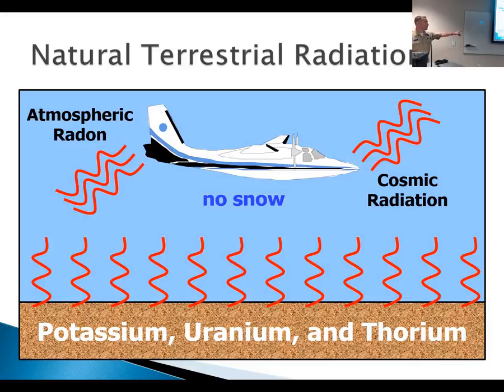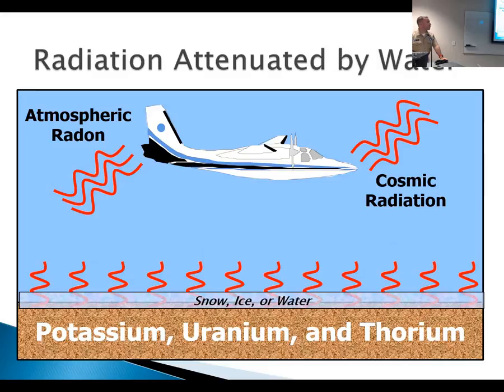So you can see the mixture of the most radioactive elements, the most stable ones, potassium-40, thorium, and uranium. So this is what it looks like over dry, bare ground. They're emitting radiation. We fly again in the winter. Snow, ice, or water reduces that signal, and that difference tells us how much water there is in the snowpack.